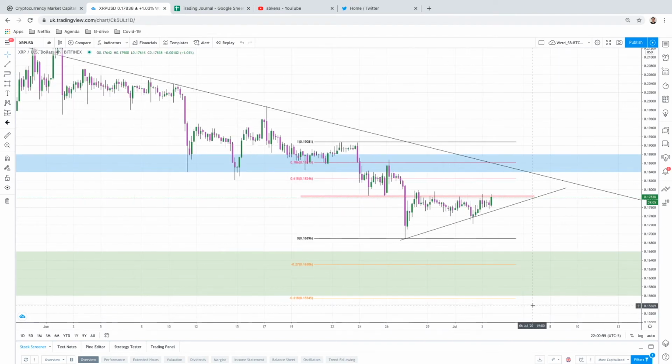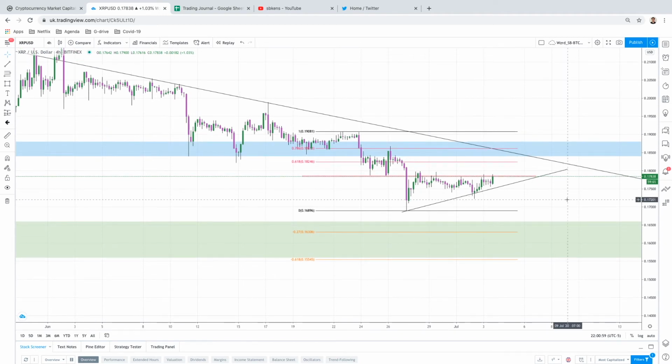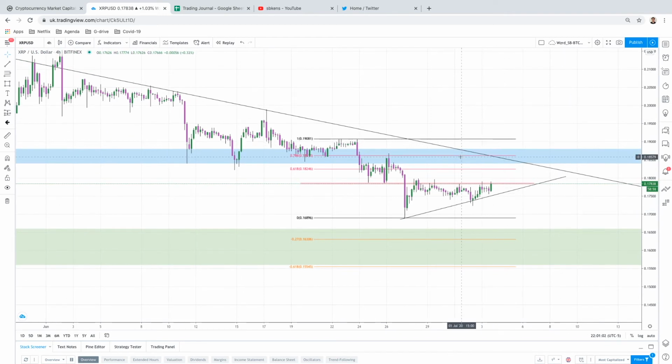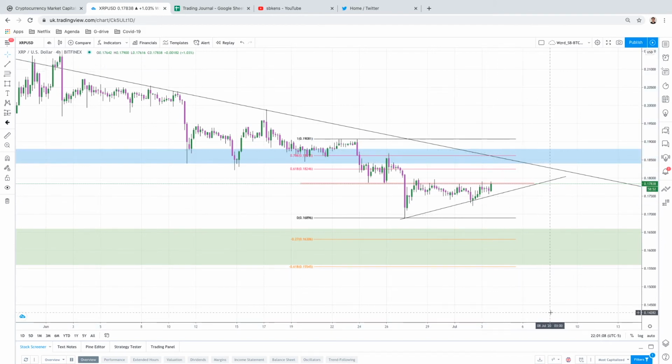And to be honest, if Bitcoin can see the push higher to the 9,400 region, then we could easily see the 78.6 come through to see this trend line hold, see the daily key level hold, and then look for the push down lower towards the 16 cents.